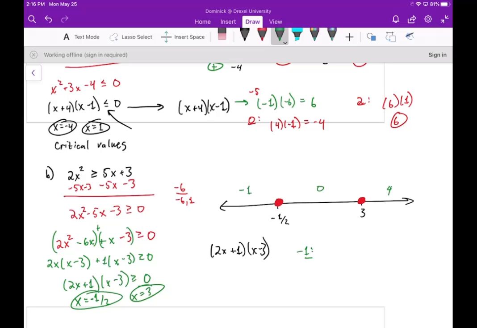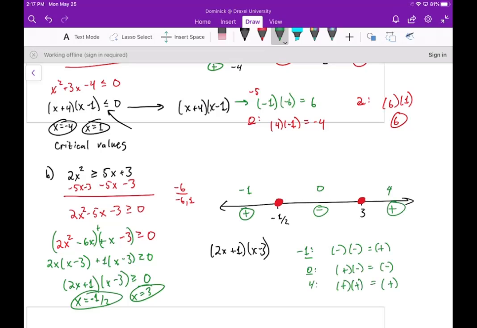So if I plug in -1, I'm going to get a -2 plus 1, which is negative. And I'm going to get a -1 minus 3, which is negative. So negative times negative is positive. So when I'm at -1, I'm positive. Right? If we plug in 0, we're going to get positive times negative, so negative. And if we plug in a 4, we're positive times positive, which is positive.